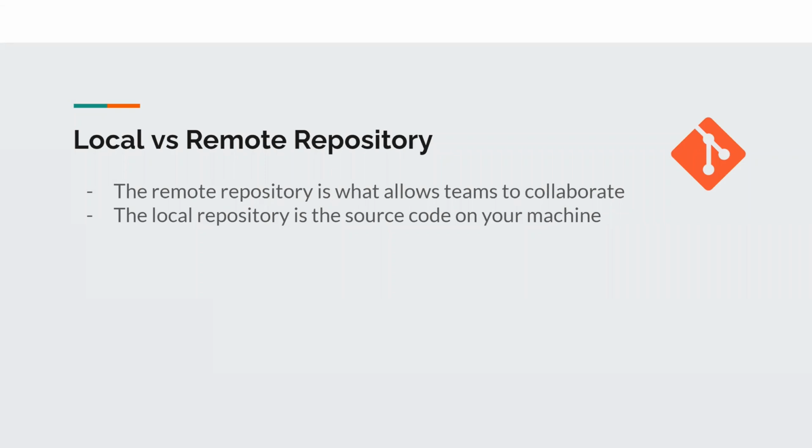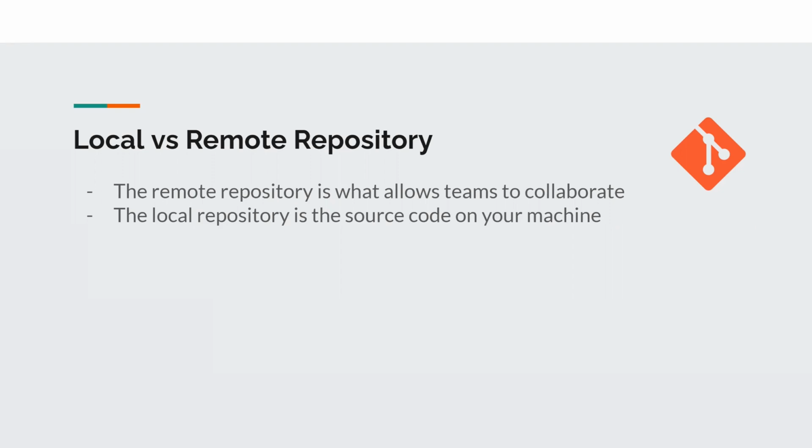This repository is often primarily stored on a remote server. This repository is called the remote repository, and that is where the main source code is stored and is commonly hosted by Git-based hosting providers such as GitHub, GitLab, or Bitbucket. The remote repository is what allows teams to collaborate against the same code base, to be able to download a local copy of that repository and start making contributions of their own.